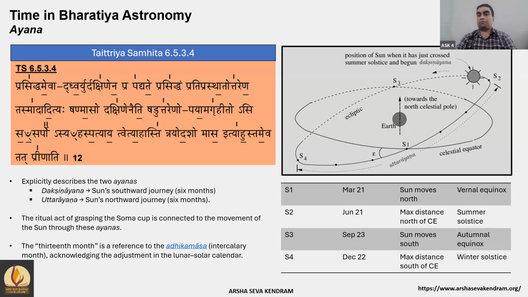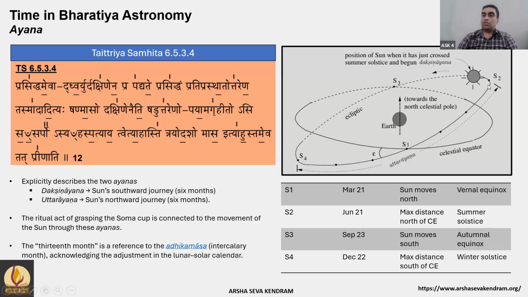If you look at it, typically on March 21st, you have the vernal equinox, right? If you recollect, the vernal equinox is the point where the celestial equator and the ecliptic intersect. That is the point S1 here. After the vernal equinox, your days start increasing. The days become longer than the nights, and you are moving towards the summer solstice, which is point S2 in this diagram.